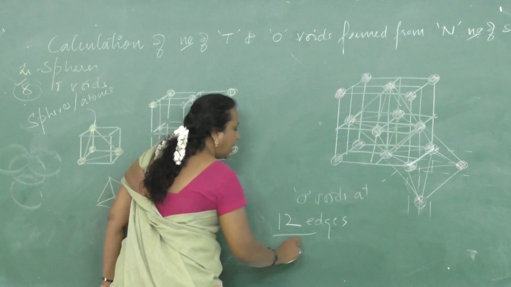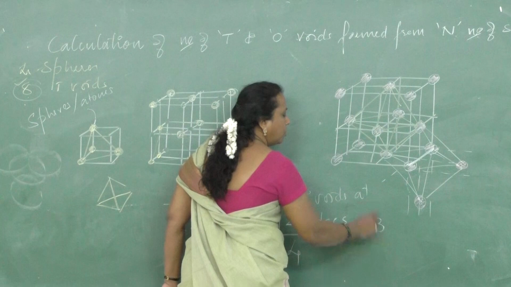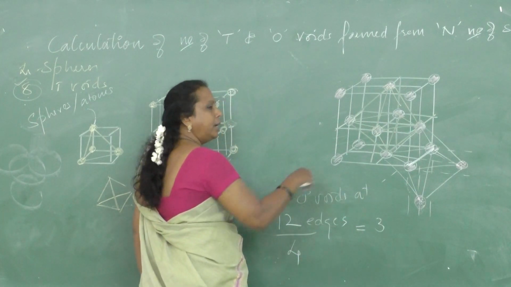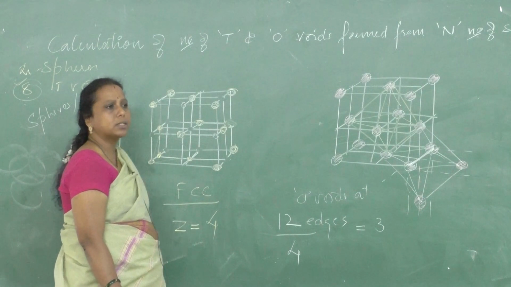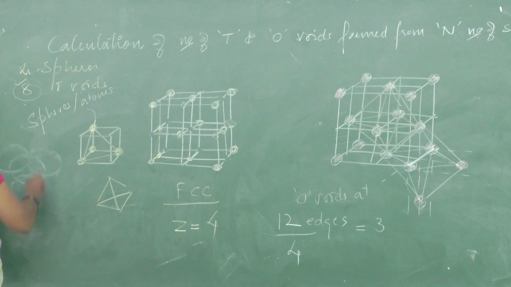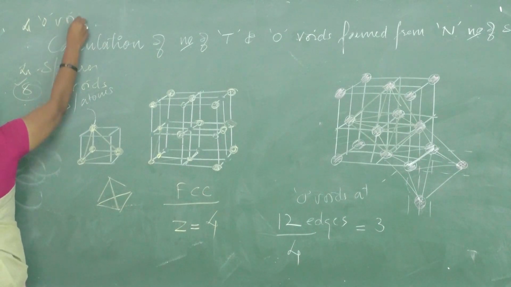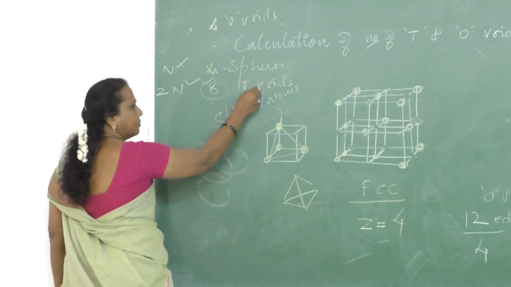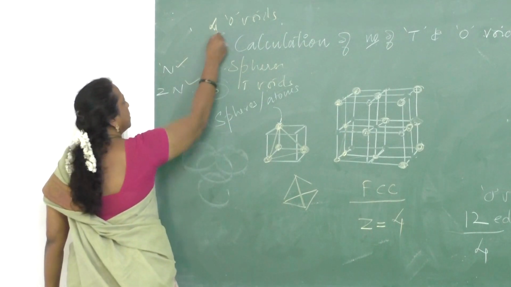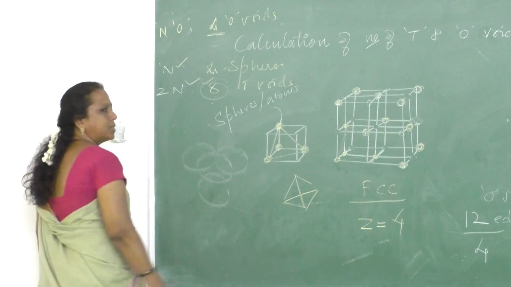So divided by 4. So how many octahedral voids are produced? 3 octahedral voids are produced. How many are inside? 1 is there. Total number of octahedral voids? 4 octahedral voids. Total number of octahedral voids are 4. Okay, so from n number of spheres, n number of octahedral voids are produced.